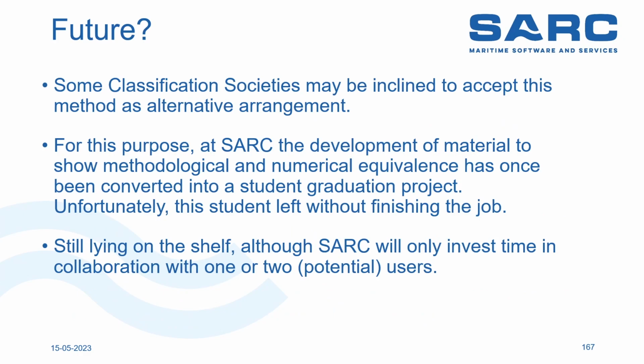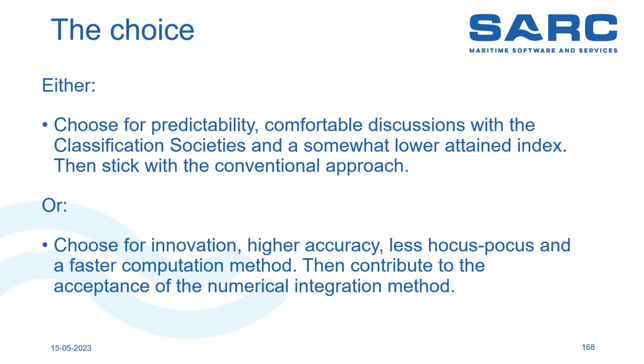In the future, some classification societies may be inclined to accept this method. For this purpose, we had a graduation student investigate this, but unfortunately he didn't finish the job before he left. That is still lying on the shelf, and we will only continue if there are people who want to collaborate on this with us. So you have the choice: predictably, comfortably, discussions with classification society and a little bit lower attained index, or choose innovation, higher accuracy, less hocus pocus, and a faster computation method.